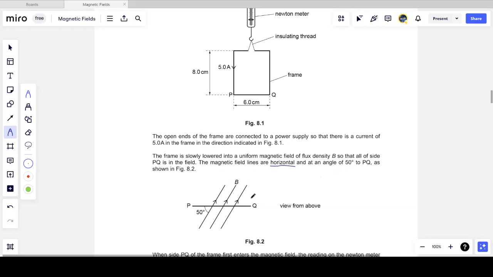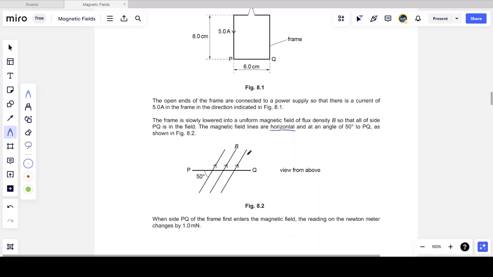So if I look from above, now I'm not looking from side on as I am in diagram 8.1. In 8.2, I'm looking from above, and what I see is that the field lines are horizontal. So if I were to draw them in the diagram above, they would lie on the table. And if the field lines are lying on the table, then the frame is vertical, meaning side PQ is flat on the table. And so the field lines are 50 degrees to PQ, meaning they're not perpendicular.